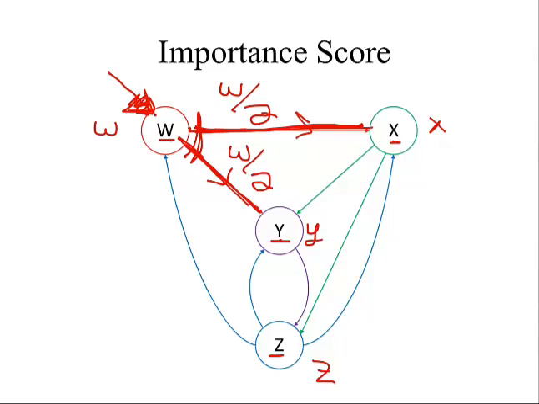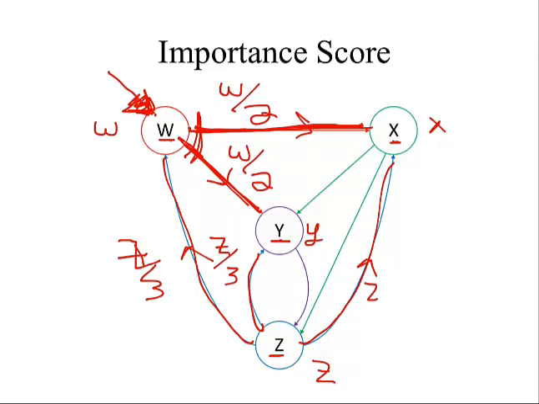And similarly, we can look at Z, for instance, and say that the probability that we're going to use this link is 1/3 times the importance score of Z, or just Z over 3. This is also Z over 3, and this is also Z over 3.